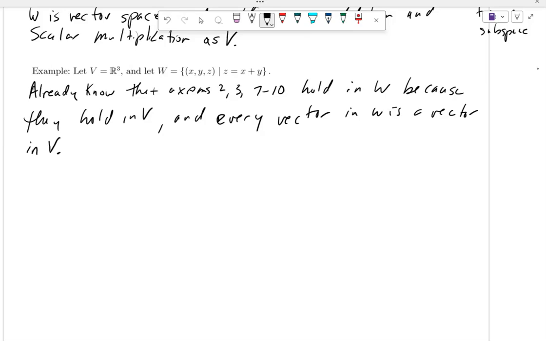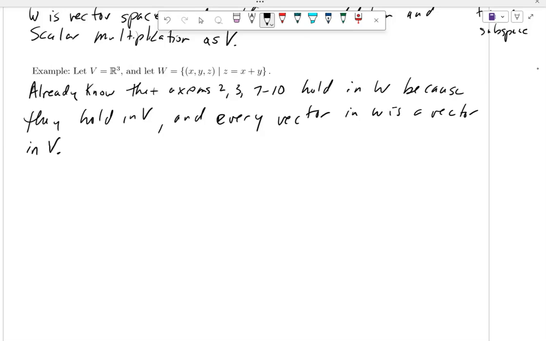We know that for any Euclidean vectors, I can add them in either order. I know I can regroup them. I know the scalars distribute appropriately and all that good stuff. We already know that for free. I don't have to recheck it because I know it works for every single vector in V.